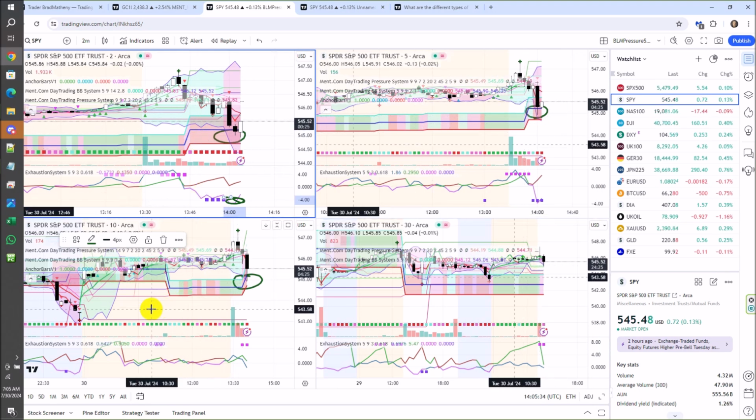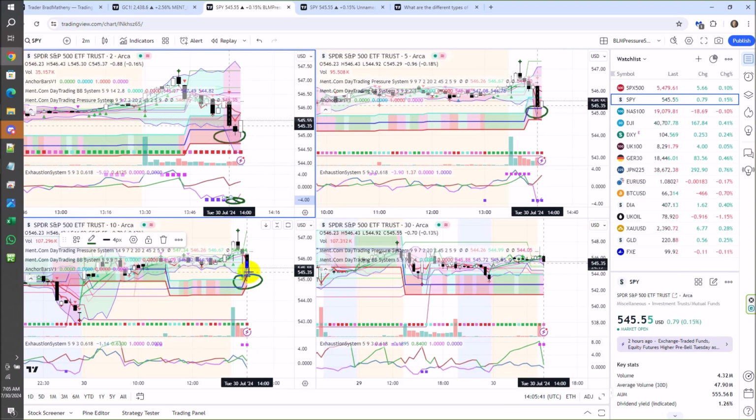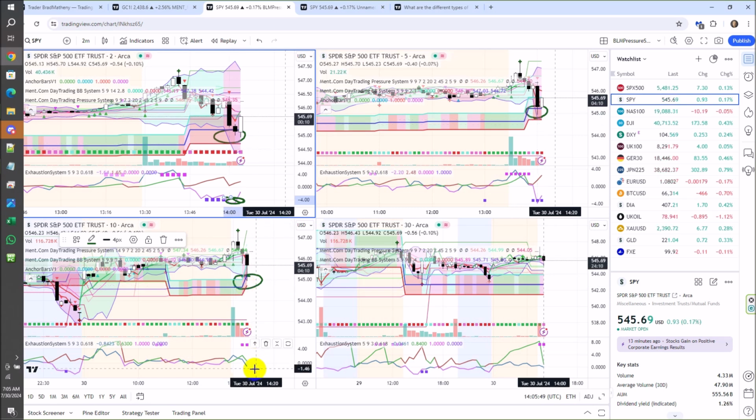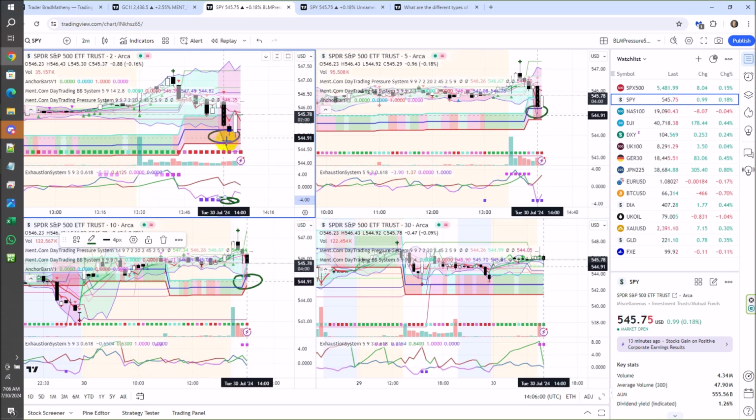Now, the 10 minute and the 30 minute are just now generating triggers, and we don't really have confirmation yet. We have a downward trend in the Bollinger Band. We have a downward trend in the pressure system. And we do not have a real solid downward trend in the exhaustion system. So let's see what happens here. We're getting this rotation off of this support.